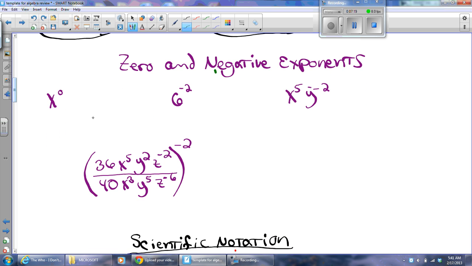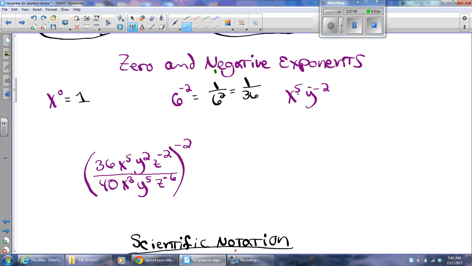All right, 0 and negative exponents. Any non-zero number raised to the 0 power is 1. Remember? Okay, a negative exponent means to use the reciprocal. 6 squared would be 36. 6 to the negative second is just like 1 over 6 squared, or better yet, 1 over 36.